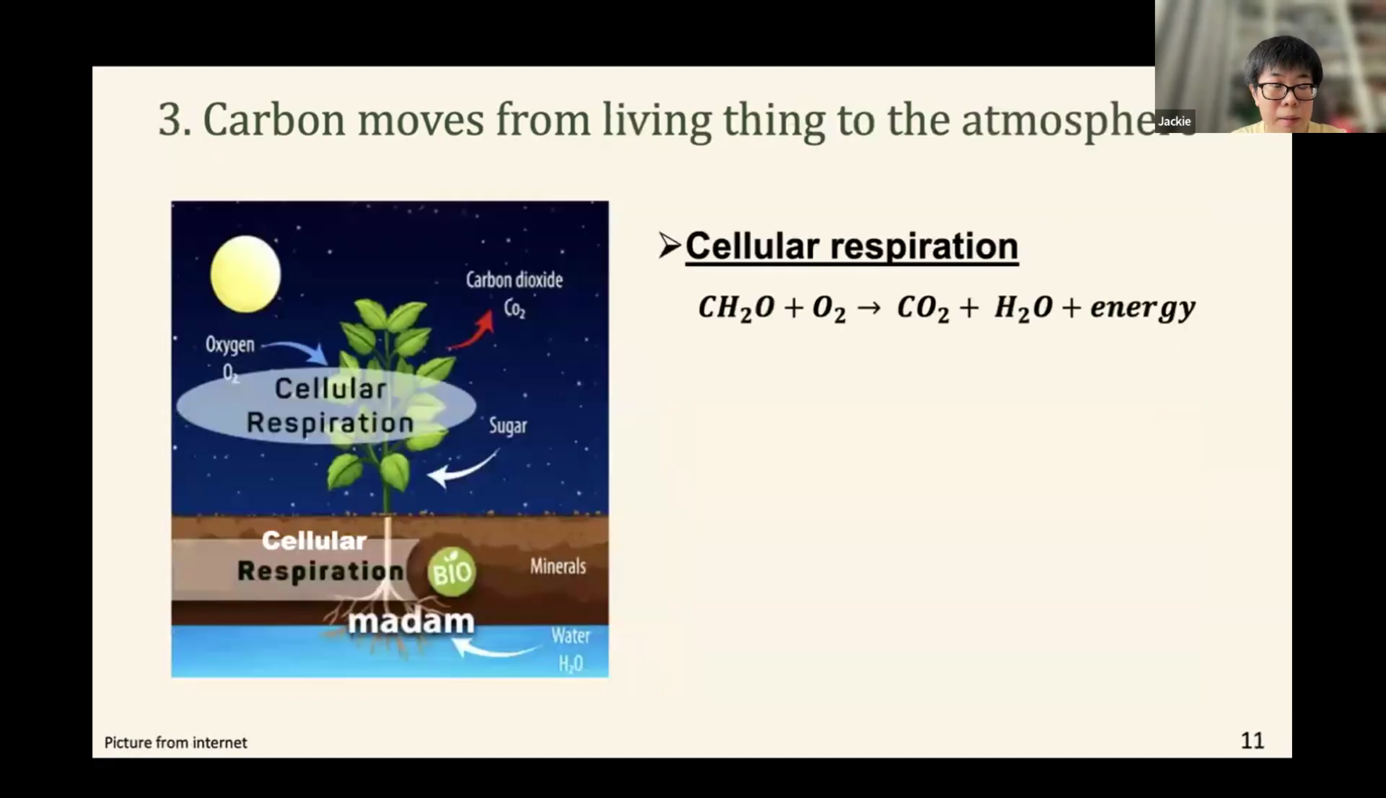All right, and then we talk about another carbon cycling pathway: carbon moves from living things to the atmosphere.